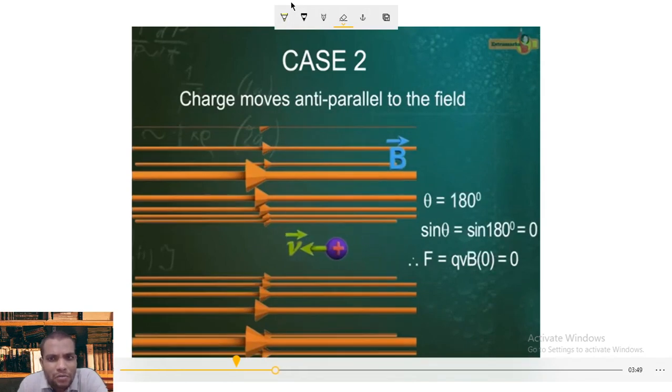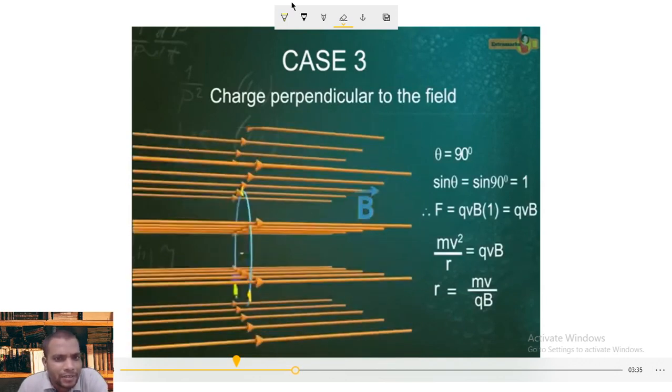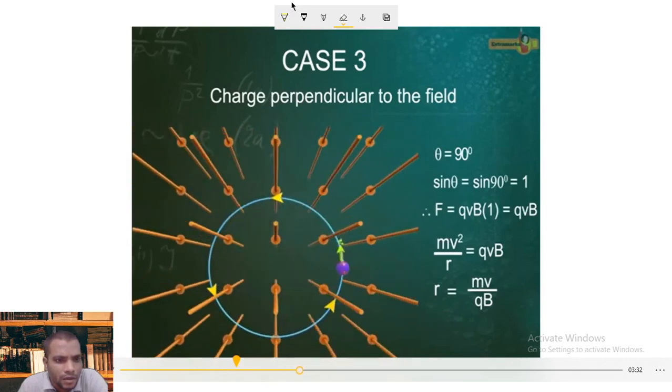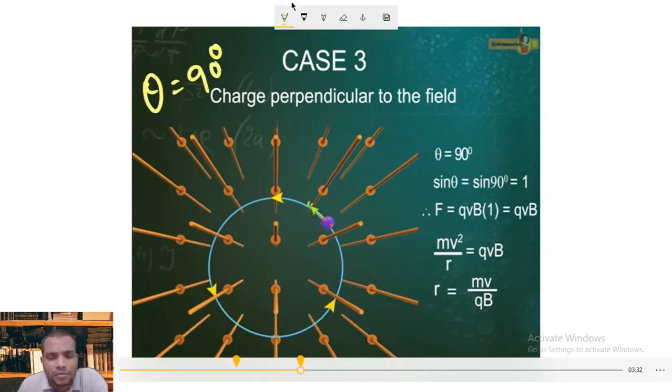The same thing happens if it moves in the opposite direction, because sin 180 is also equal to 0. So if the charge moves parallel or anti-parallel to the magnetic field, it won't experience any force. But what happens if the charge moves perpendicular to the magnetic field? This is a different case that we need to study. What happens if theta equals 90 degrees, that is, the charge is moving perpendicular to the magnetic field?